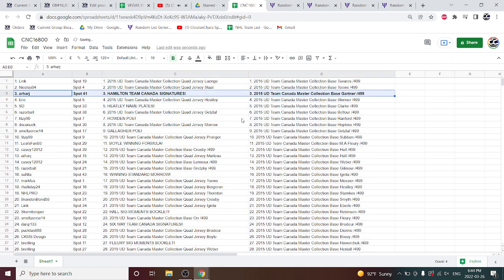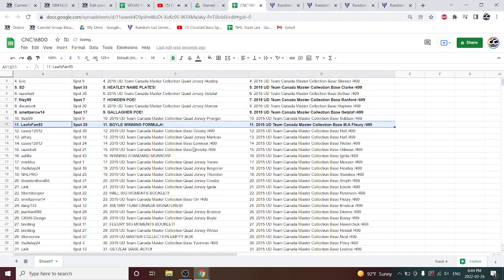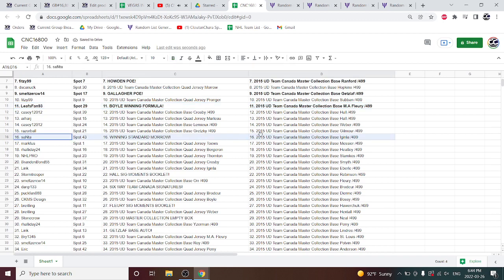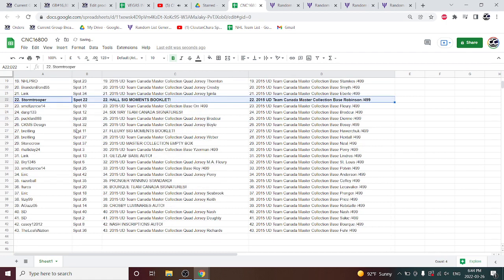The Team Canada signatures is going to RRJ. The Heatley nameplates to SD. Howden PoE to Fitzy. Gallagher PoE to Smeltzer. The Boyle winning formula to Leafs Fan 93. The winning standard of Morrow to Santa. The Hall Signature Moments booklet to Stormtrooper.